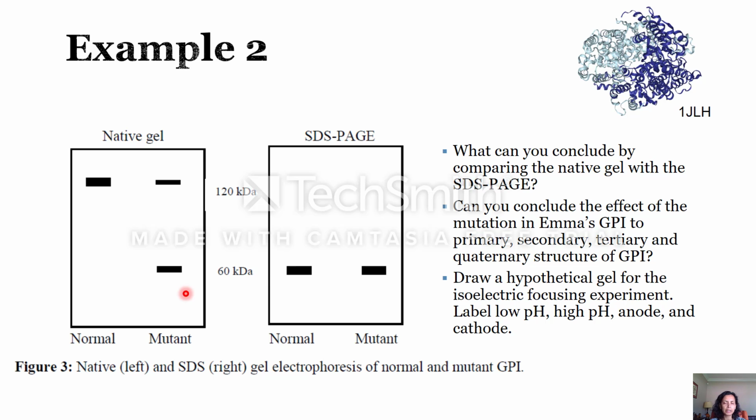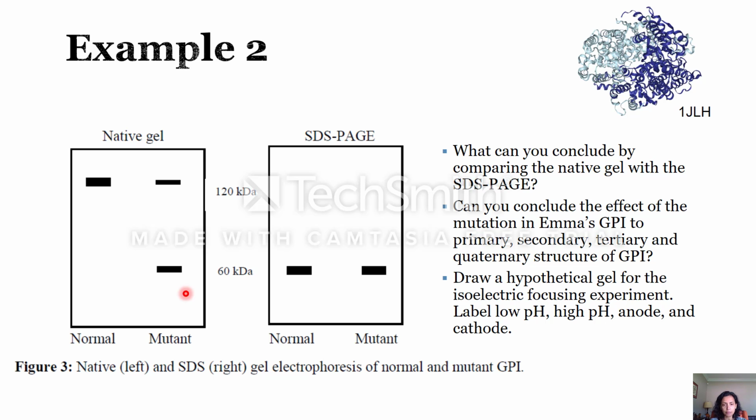But once they find this difference, then they can solve several problems. They can conclude what happens due to that mutation to the protein's primary, secondary, tertiary, and quaternary structure. They draw a hypothetical gel of isoelectric focusing. Since there was an arginine to histidine mutation, they can draw the hypothetical gel.